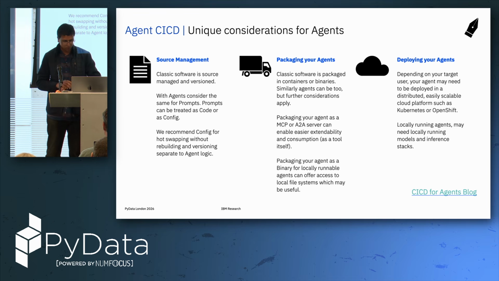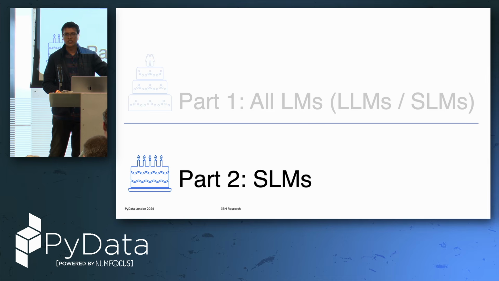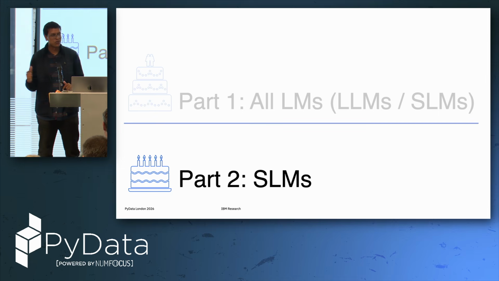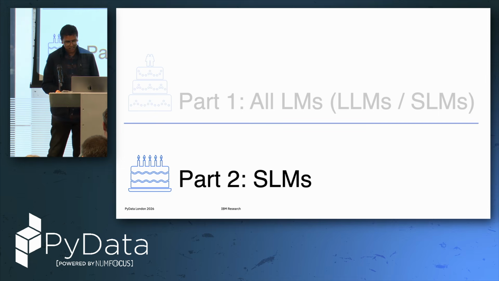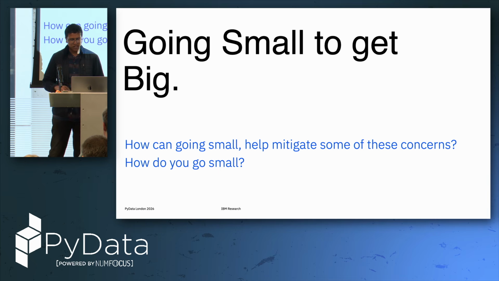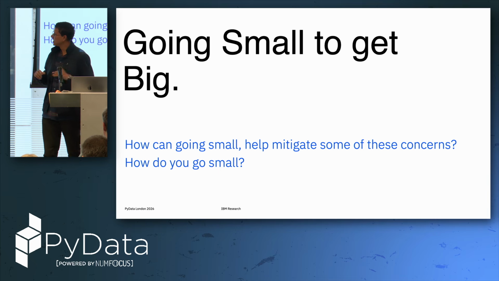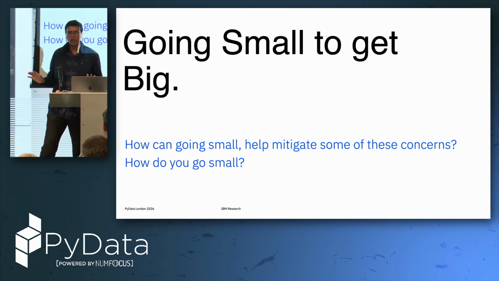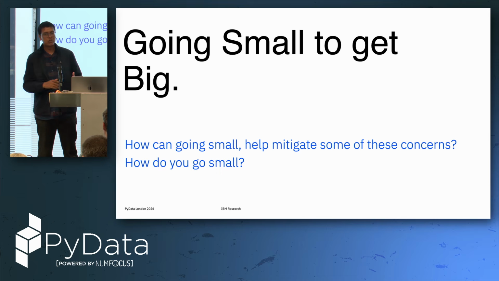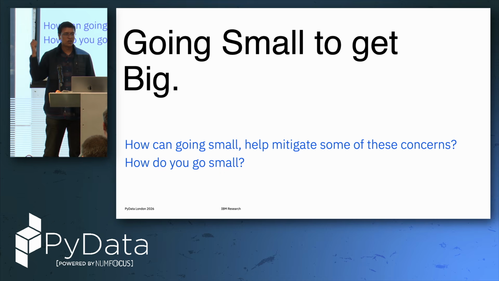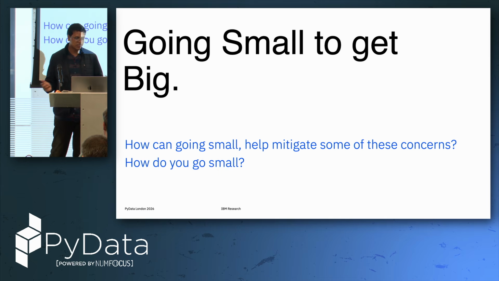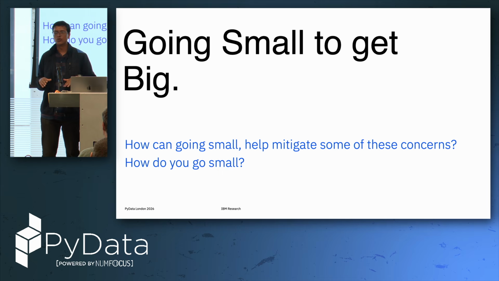So this was a super fast whistle-stop tour of agent architectures in general. We're going to move over to part 2 now, small language models and what this new world is. So hopefully what you're going to get as part of this is, how can going small help mitigate some of those concerns that we spoke about of skyrocketing costs, of parallel users, etc. And then how do you go small?